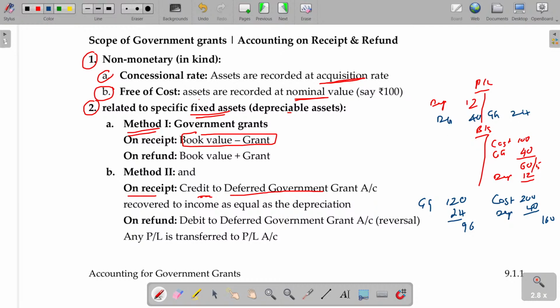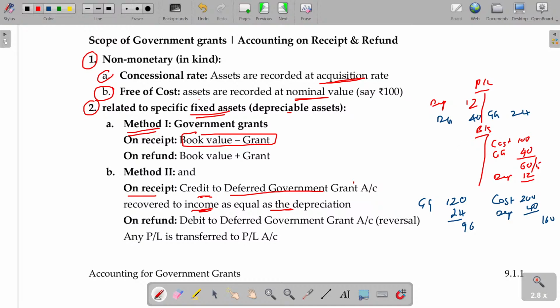The first method is net of the grant. The next method will be depreciation on the whole asset, and government grants amortization will be on the credit side. So, credit to deferred government grants, recognized as income equal to the depreciation. Like depreciation, you will recover it in the P&L account. That's the second approach. Method 1, method 2.